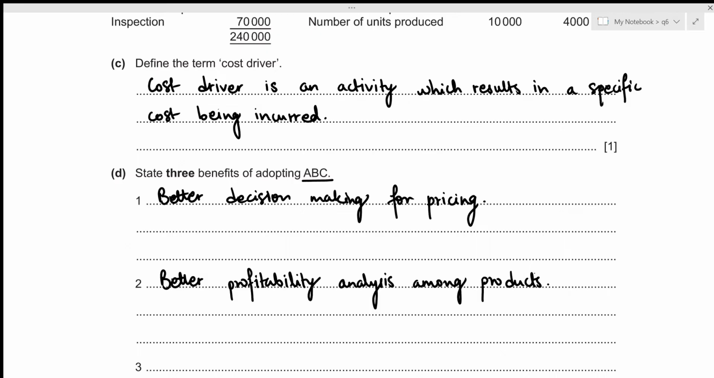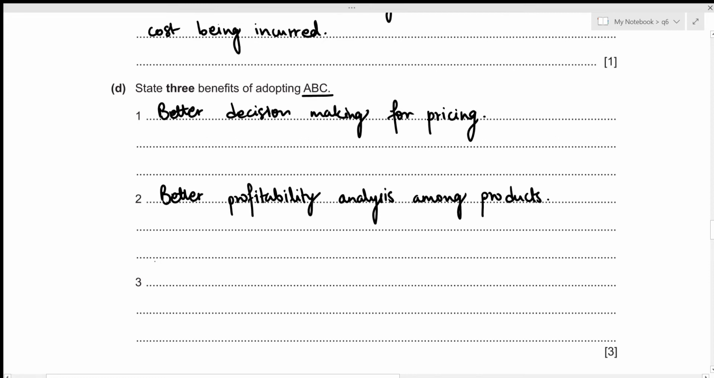And similarly, activity-based costing also results in better distribution of costs among each product, right? So we can write it down as well. Better ascertaining product costs. Okay, so this concludes the fourth part of this question.